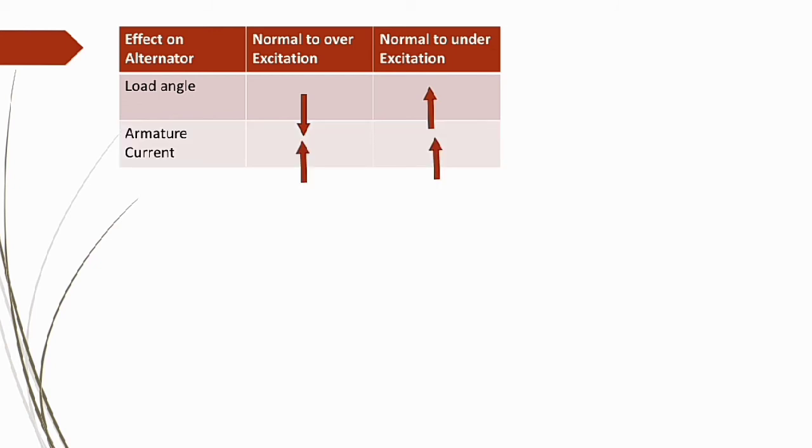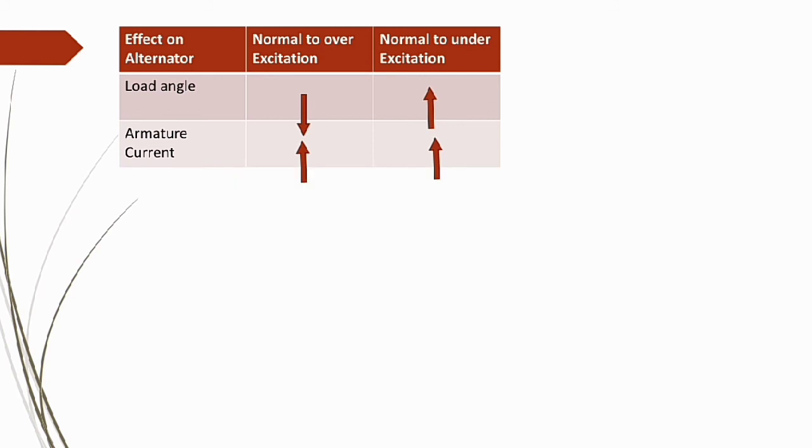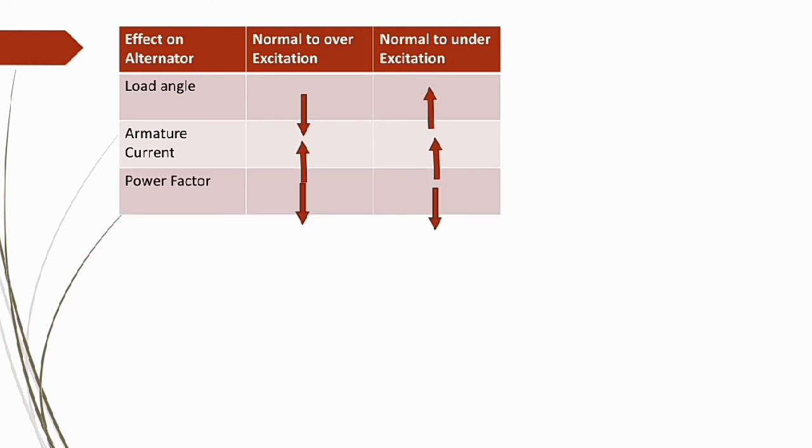Then the second one, armature current. In normal to over excitation, the armature current will increase, and in normal to under excitation, the armature current will also increase. The third one is power factor. In both cases, normal to over excitation and normal to under excitation, the power factor will decrease.